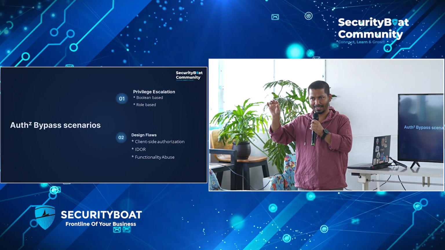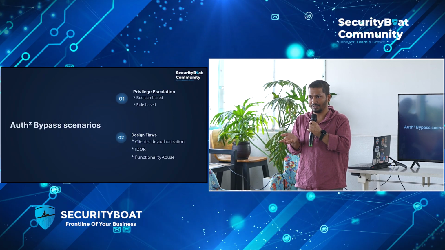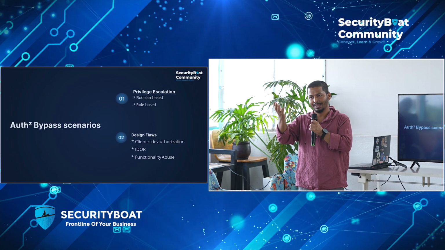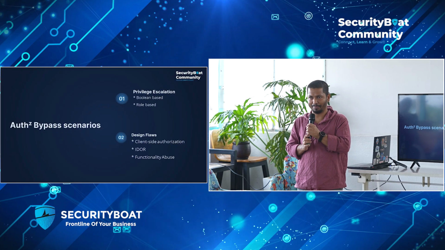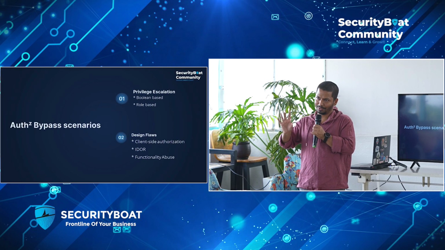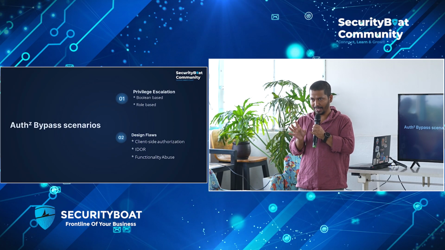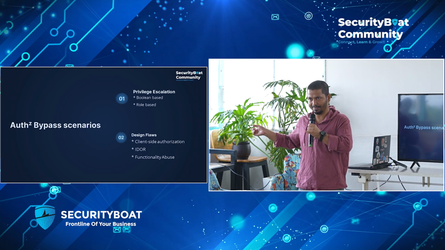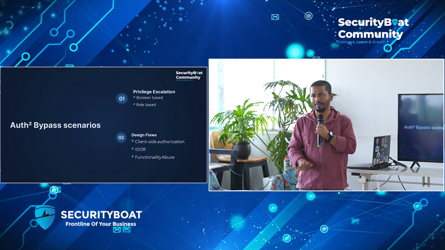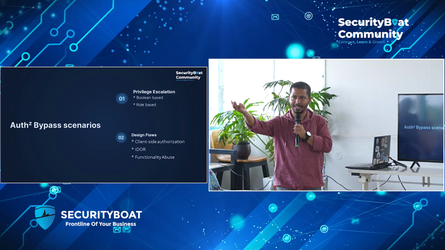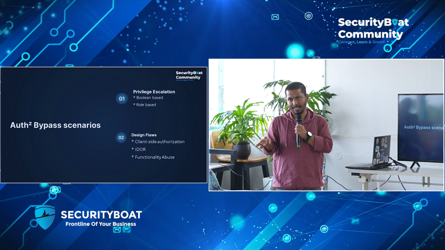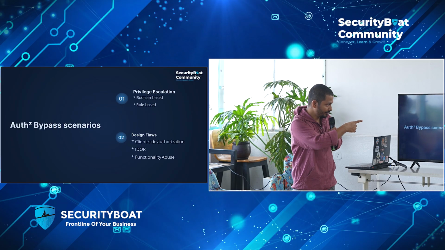Or suppose it is a text field where you cannot change the username or some value. Remove the disabled parameter and try to edit that and see what happens. So that is called a client-side authorization check. If the application is not validating on the server side again, then you will be able to bypass the authorization there. Okay. Perform disabled functionalities, disabled updates, disabled activities and all.